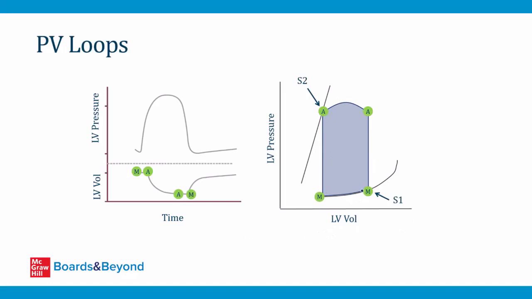In the video on heart sounds, I talk about how closure of the mitral valve is a component of S1. So the bottom right-hand corner of the pressure volume loop is where you would expect to hear the first heart sound. Also in the heart sound video, I talk about how when the aortic valve closes, that's a component of S2. So here in the top left corner is where you would expect to hear the second heart sound.